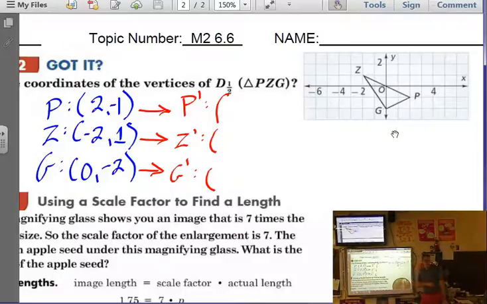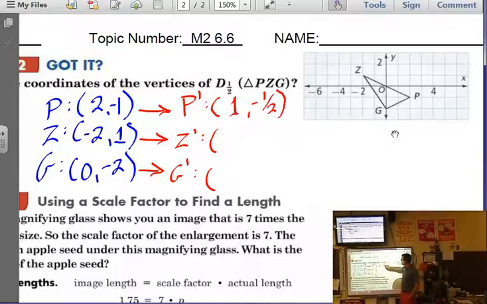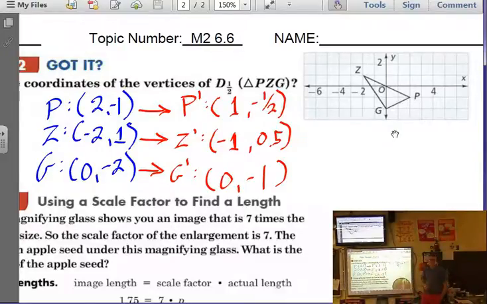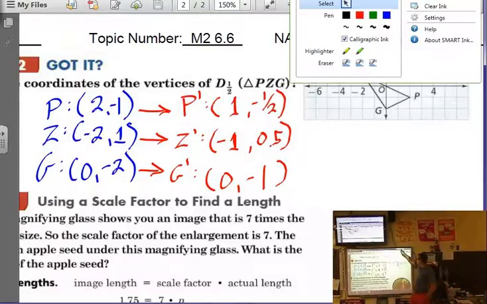Where are these going to end up? Dilation factor of 1/2. Strabo? I said that P was going to end at 1, comma, -0.5. And Z was -1, -0.5. Yeah. And then G was 0, -0.5. Boom. Any questions?